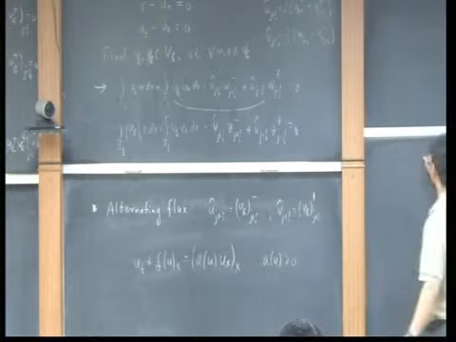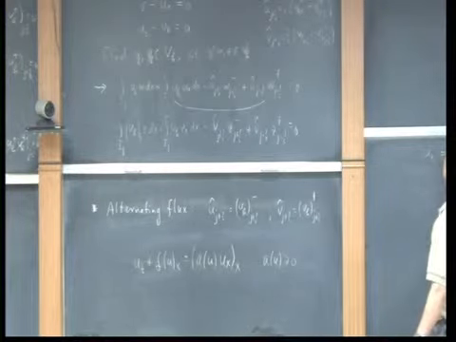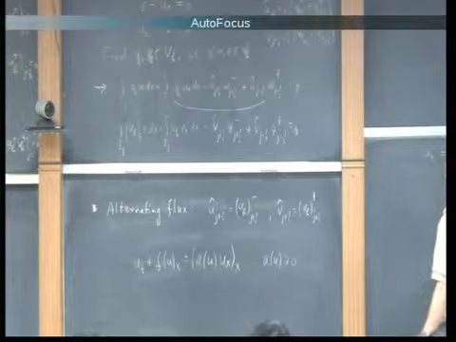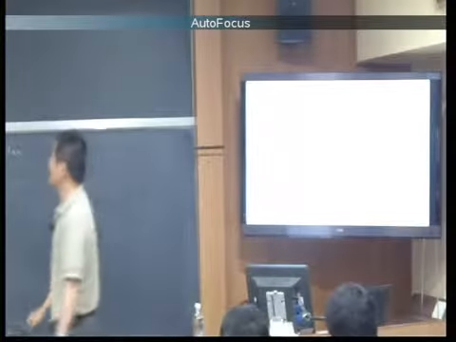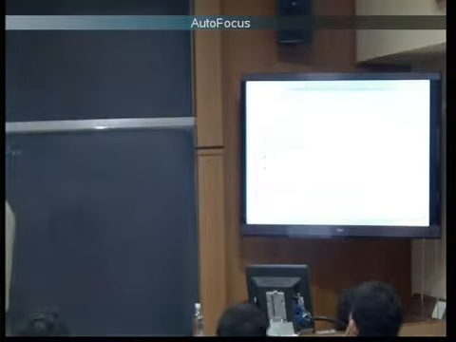So I have basically UT equals UXX. In other words, I have V equals UX.